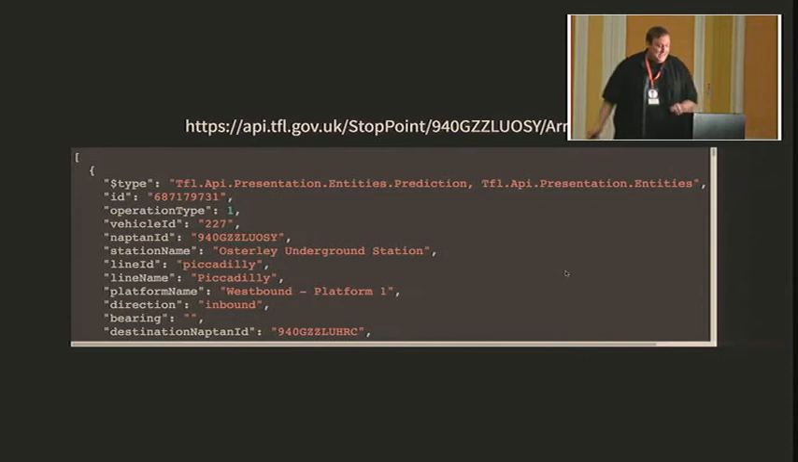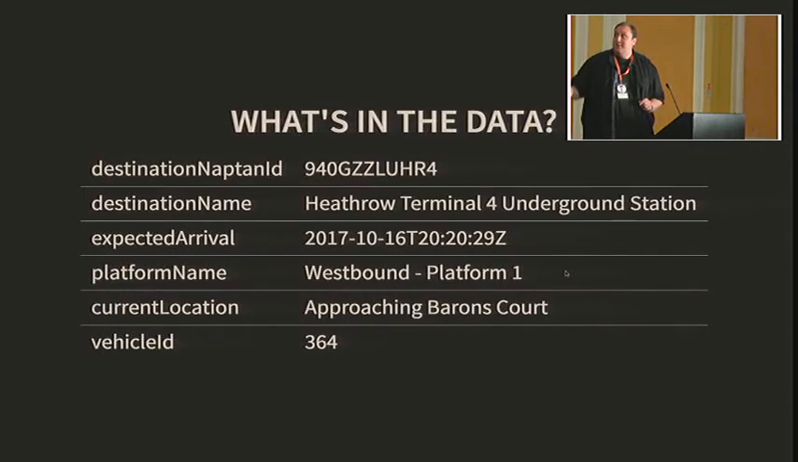So if I break this out a bit, we have the destination, both in the NaPTAN ID and the English name of the station to help us out. We can also find when the train is expected to arrive here. This should be the same as appears on all the little screens that appear on the stations. It's not, for very dull technical reasons, but it should be the same.